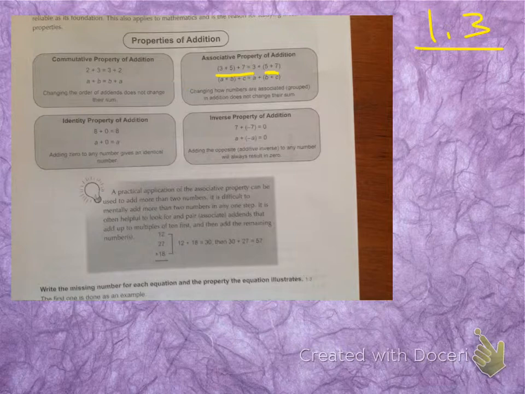And they put letters in just to show that I don't have to use 3, 5, and 7. I can use any numbers, and I can add them in any order. And they put the parentheses in there to show you that I do those first. And you're going to get the same answer.